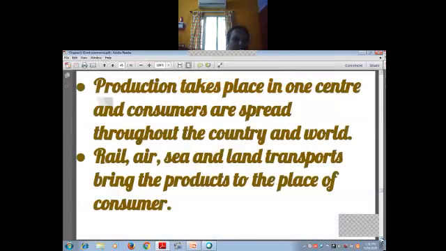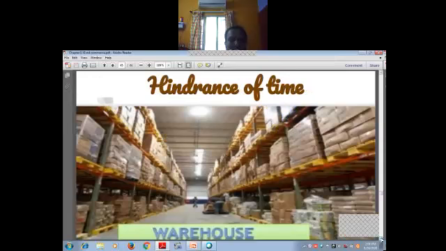And then hindrance of place. Production takes place in one center and consumers are spread throughout the country and the world. Rail, air, sea and land transport brings the products to the place of the consumer. So the transport will help us to get the products from one place to another place, isn't it? So it will carry the goods everywhere.